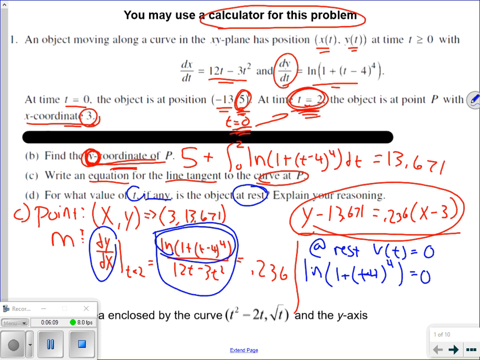Can't really tell. I don't really know if we can solve that by hand. I think it's going to actually end up being 4 because it's the ln of 1 that equals 0. I think t is going to end up equaling 4. So let's double check that in the calculator real quick. And yeah, that's equal to 4. Okay.